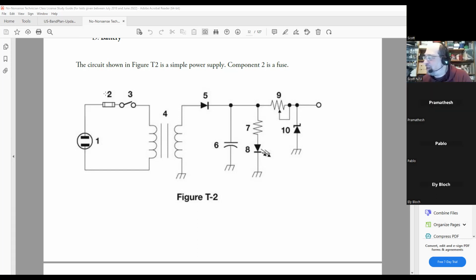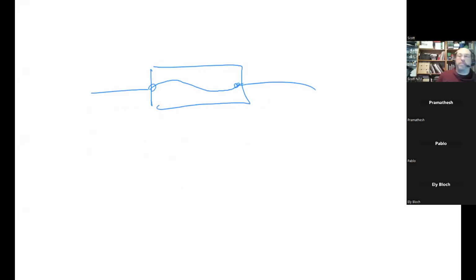It's a diode. No, it's not. Here we go. Component number 2. It looks like this internally. This is actually very important. So let us say that this had a marking which was 10 amps on it. This is known as a fuse.